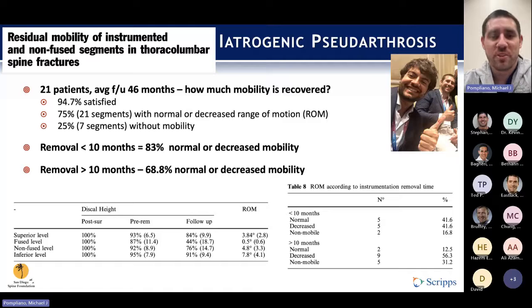So this is Jerry and I, iatrogenic pseudoarthrosis, which is my way of saying we meant to do it. So thumbs up from the two of us.